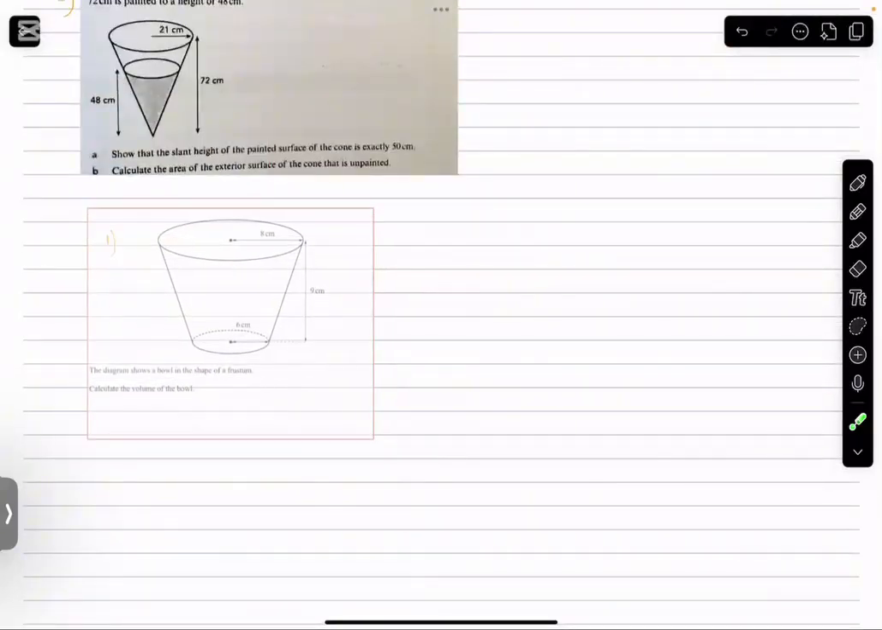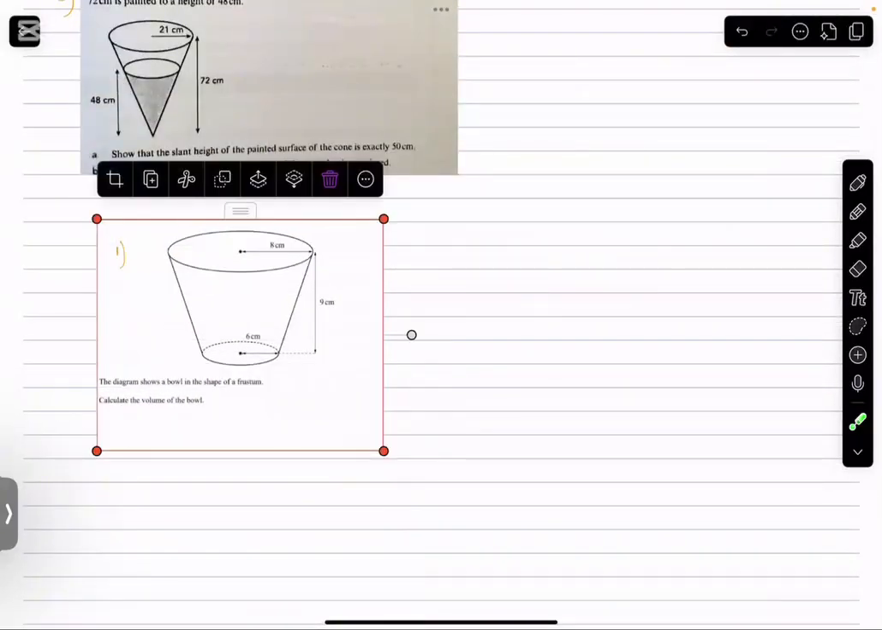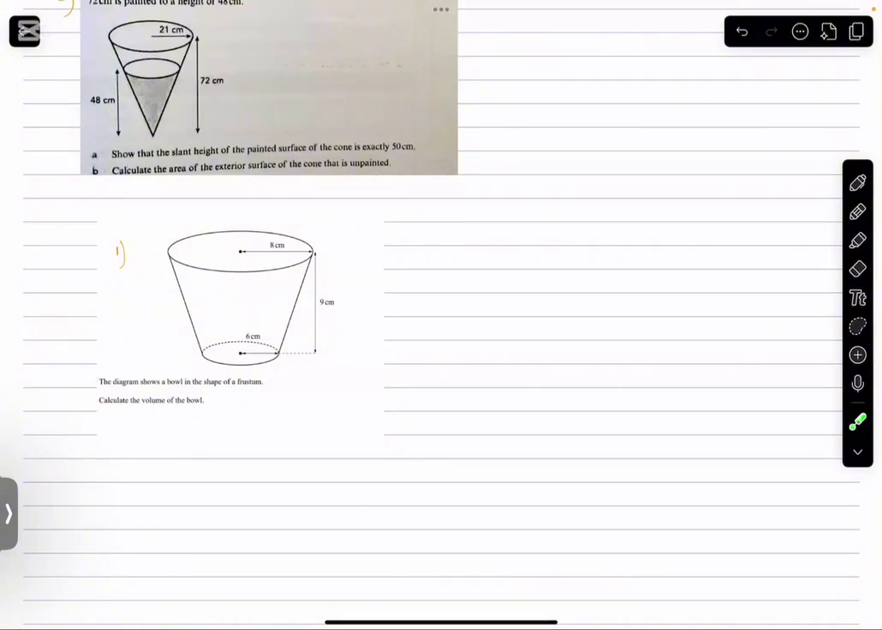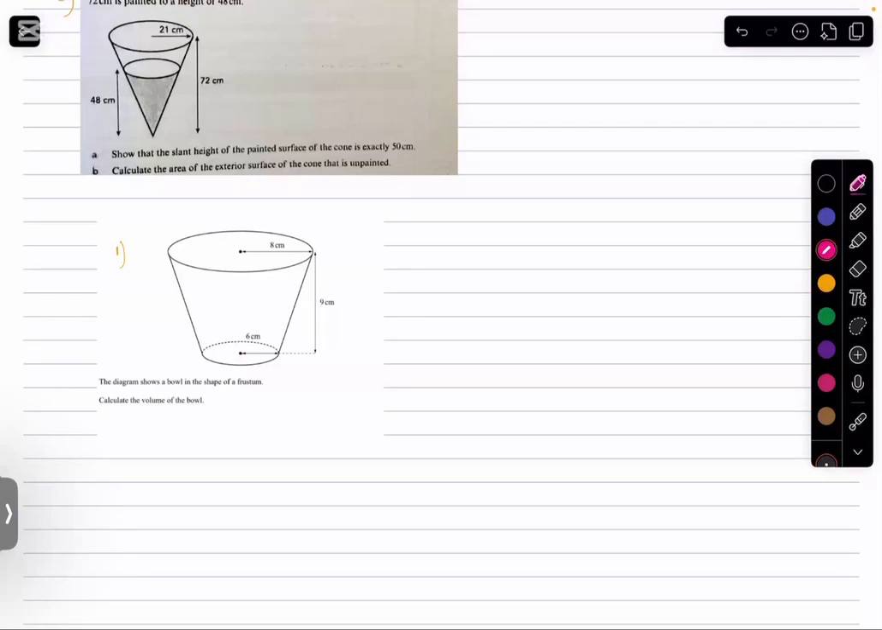Now I'm starting past papers, so please everybody pay attention. Here they have given us the frustum. The diagram shows a bowl in the shape of a frustum. Calculate the volume of the bowl.